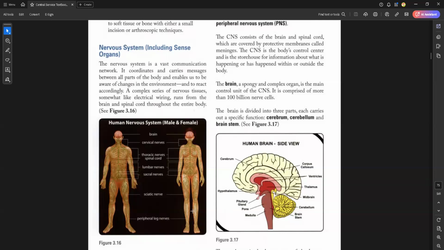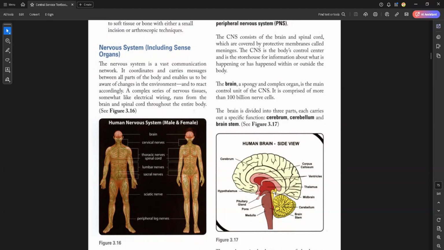A complex series of nervous tissues, somewhat like electrical wire, runs from the brain and the spinal cord. You see, the brain is the master interpreter. The eye will just see. The nose will just smell. The ears will just hear.